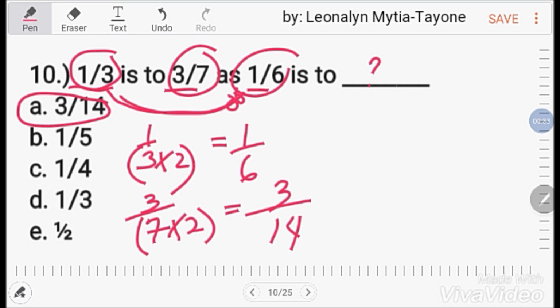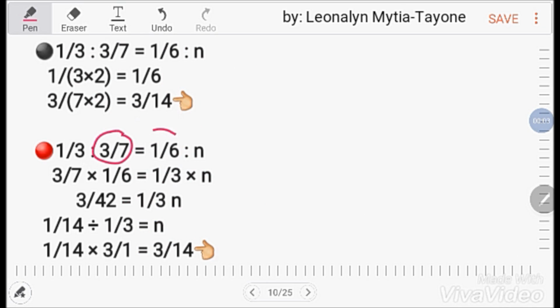So, gagawa pa rin tayo ng iba pang solusyon to confirm kung 3 over 14 ba. Yung ginawa natin, yung style ng ratio and proportion na pag-multiply. So, nandito na siya. So 1/3 nandito na rin. Tapos, para makancel si 1/3 yan, mag-divide tayo dito. So, ito na siya. Yung 3 over 42, ito yung result ng product dito sa dalawang fraction.